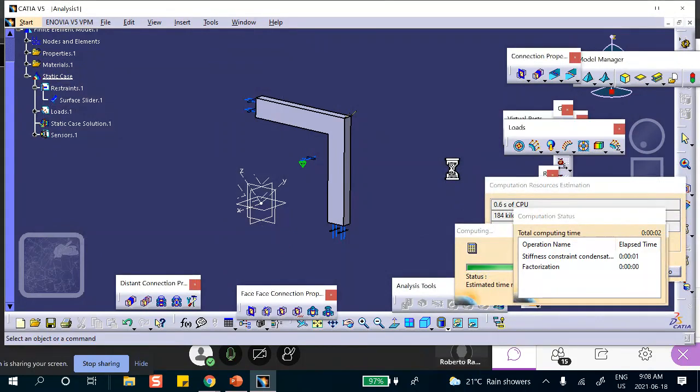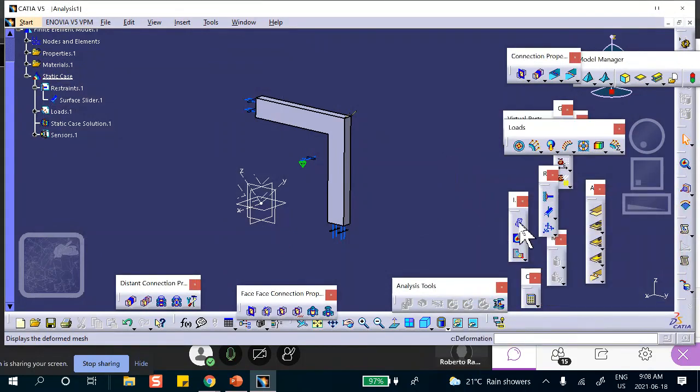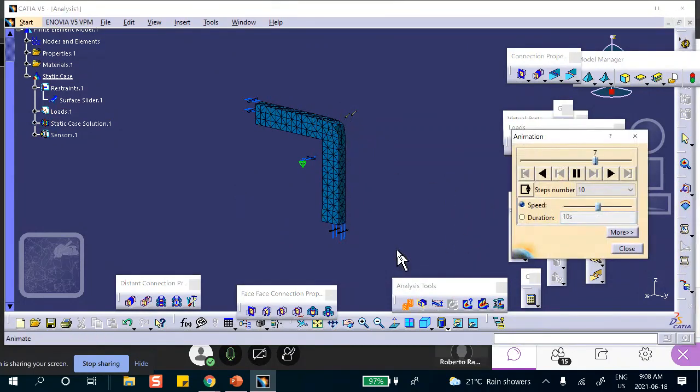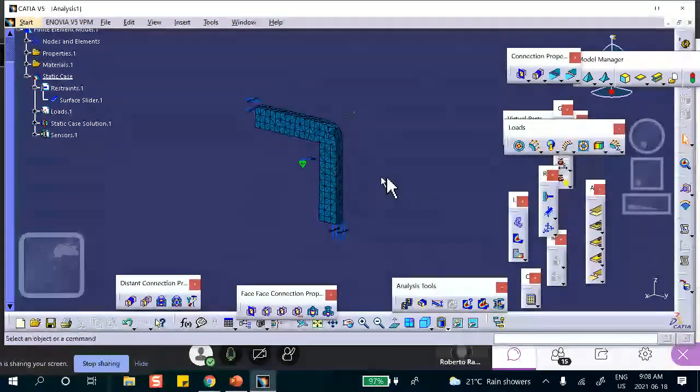This one will run, but it's a static solution. What do you expect? You look at the deformation, it's just going to go inward. That's it. Yeah, you can animate it. This is not buckling. If it doesn't buckle, it's going to move like this, which we know. Okay, good.